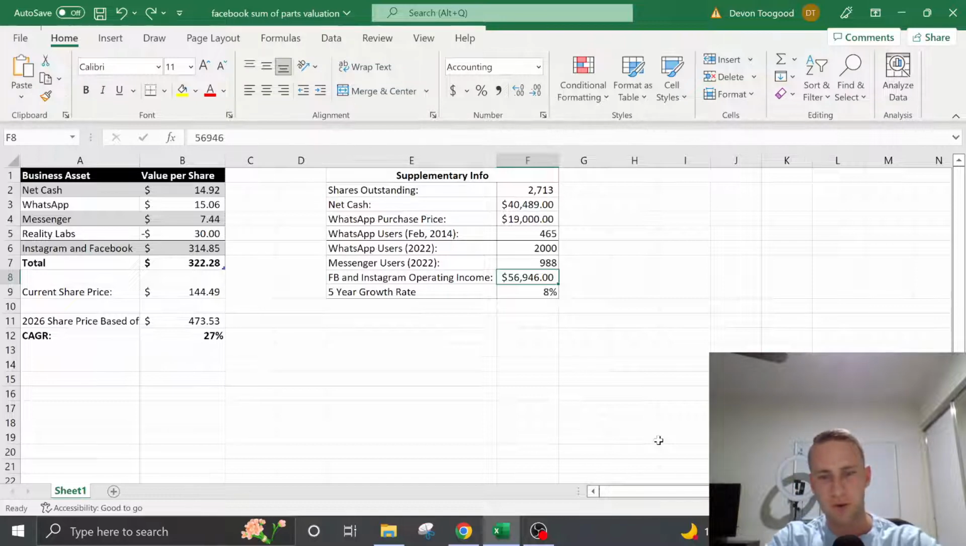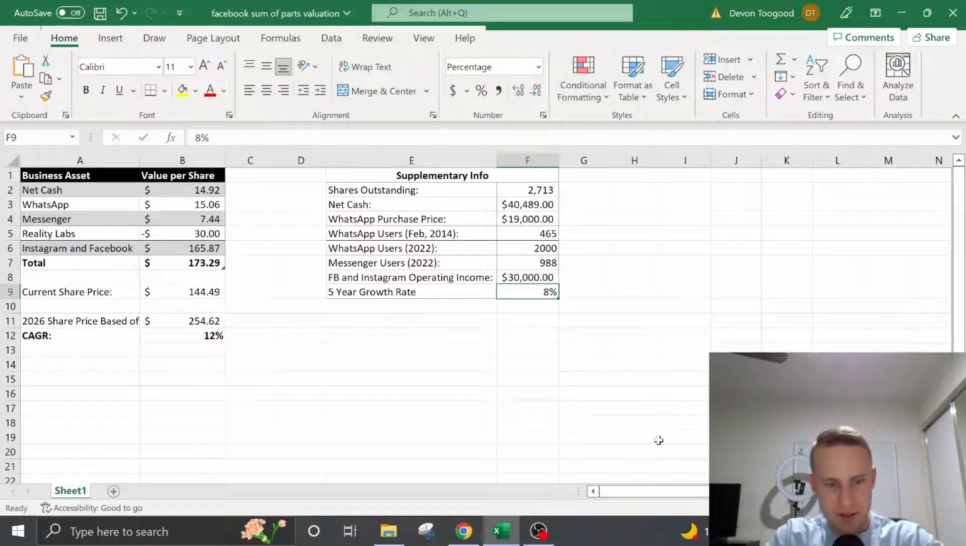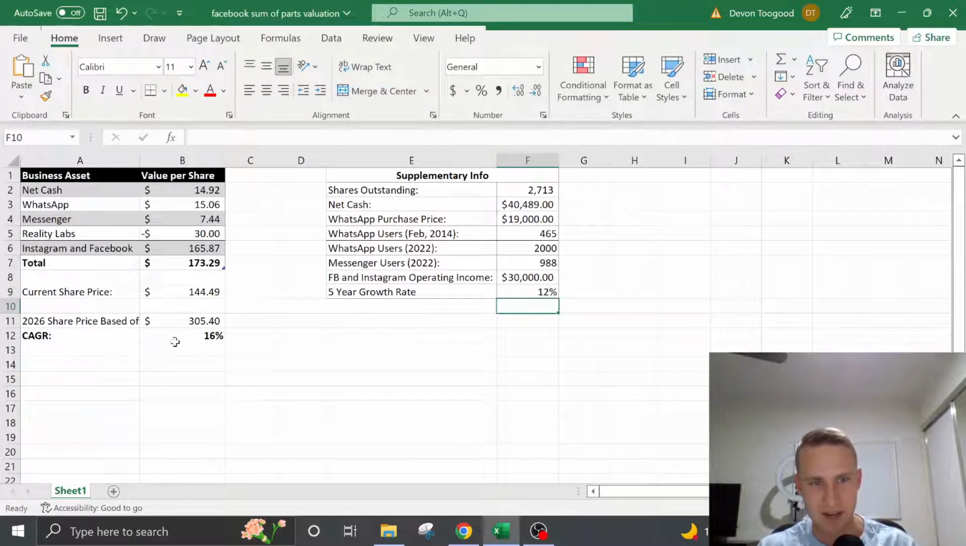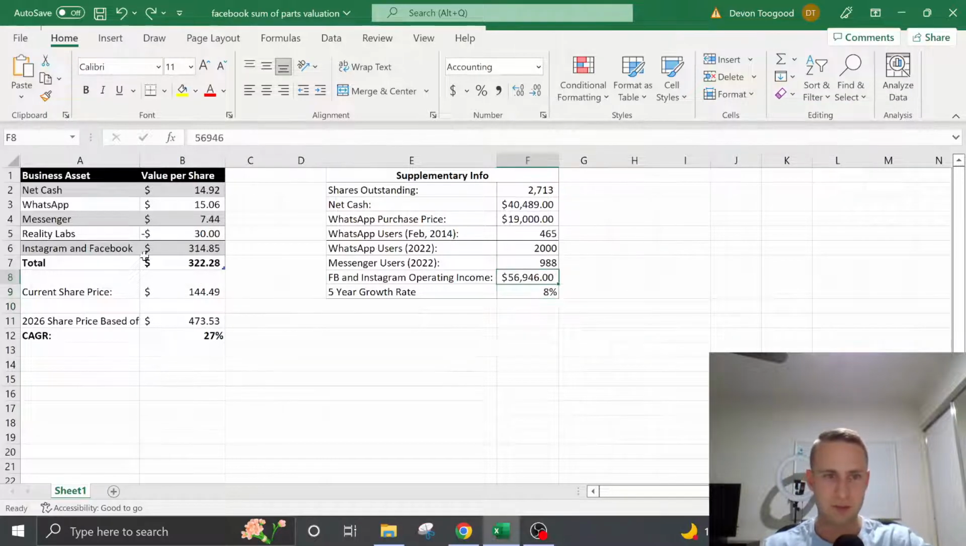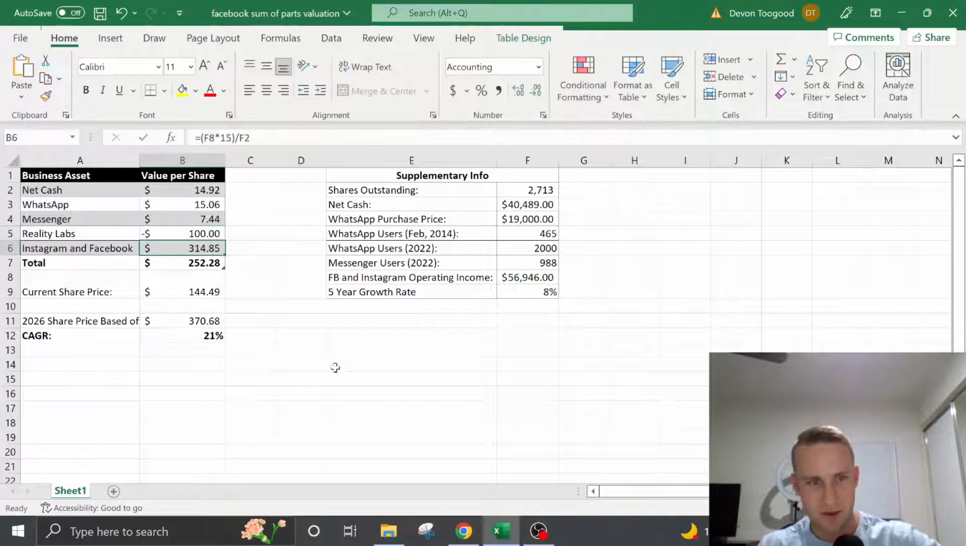But let's say they're going to have a bad year this year and struggle moving forward. Let's bring it down to 30 billion and raise the growth a little bit, because they're coming from a low base and they're going to be buying back shares at this price. Let's call it 12%. You're still looking at a CAGR of 16% per year. Let's rework this and change Reality Labs. Say you think Reality Labs aren't going to burn any cash and it's going to be a success. You're looking at a 29% return. Let's say they're going to spend $100 per share on Reality Labs over the next 5 years. There's no way they're going to spend that much, but let's just say they do. It drops the value down to $370 per share and a CAGR of 21%.